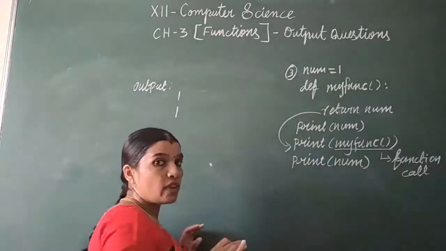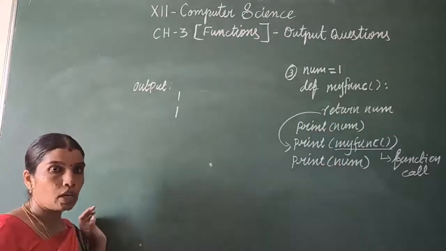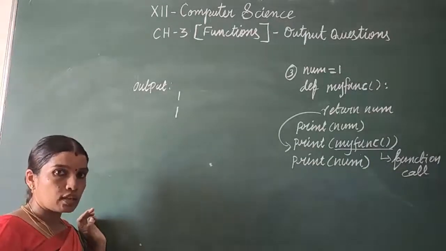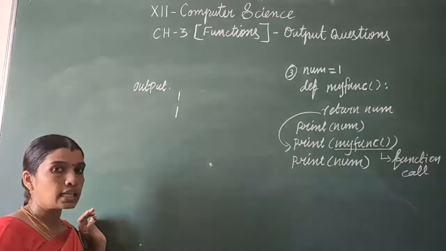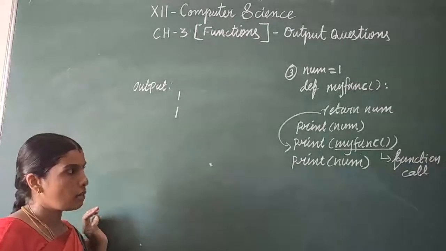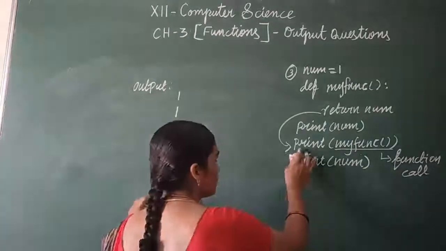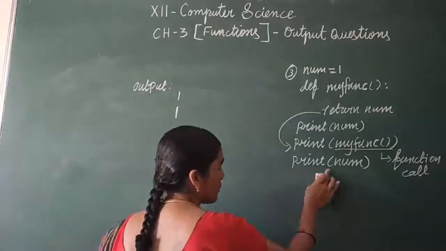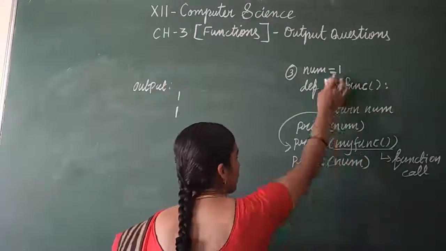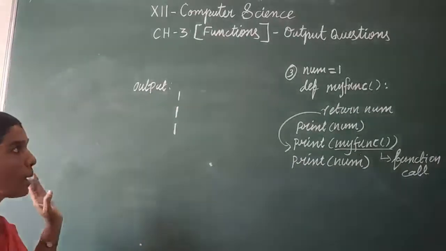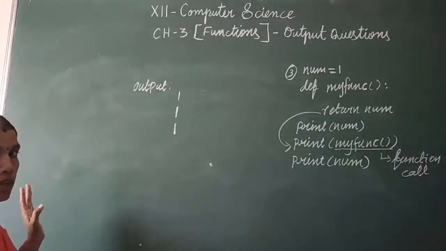Here the num variable is a global variable. So this variable is alive outside the function as well as inside the function also. We can take this global variable. So here the print statement will print the value 1. At last print of num. So this num value is taken. Did you understand? Here num variable is a global variable.